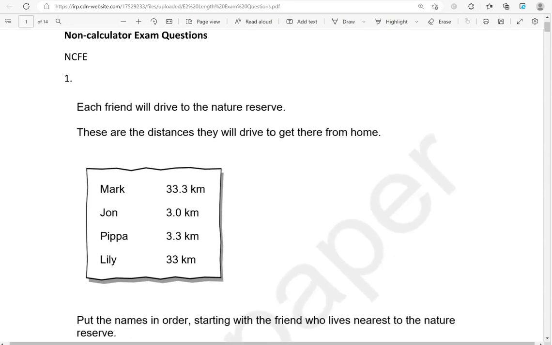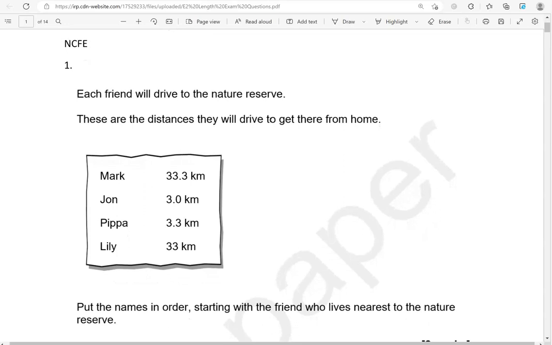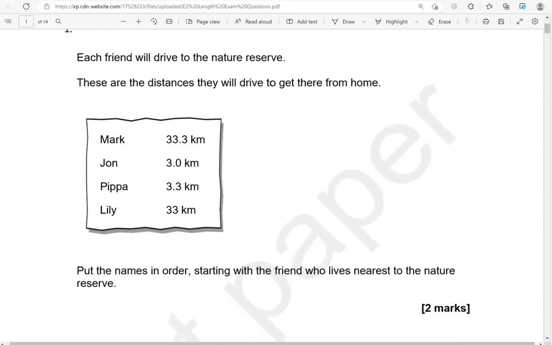Each friend will drive to the nature reserve. These are the distances they will drive to get there from home. Mark 33.3 kilometers, John 3.0 kilometers, Pippa 3.3 kilometers, Lily 33 kilometers. Put the names in order, starting with the friend who lives nearest to the nature reserve. So we're looking for the shortest distance, the smallest number out of all of these.